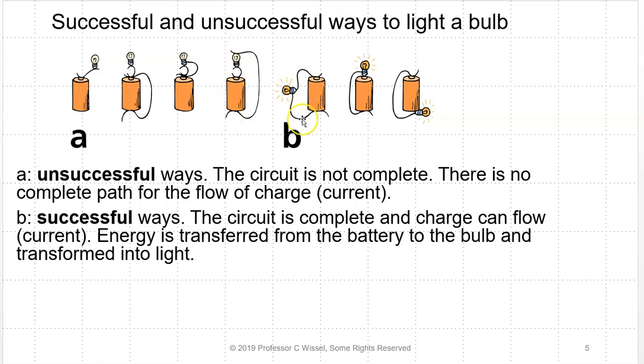These are successful ones, and in these, there is a complete path for the circuit for the current to flow, and this is the standard one. The current goes from the positive through the bulb to the negative and through the battery. It doesn't matter whether you shorten or lengthen these wires, as long as you maintain a complete path for the flow of the current. So unsuccessful ways, the circuit's not complete. There's no complete path for the flow of charge or current. Successful way, the circuit is complete and charge can flow. In other words, the flow of charge is a current. The energy is transferred from the battery to the bulb and transformed into light.